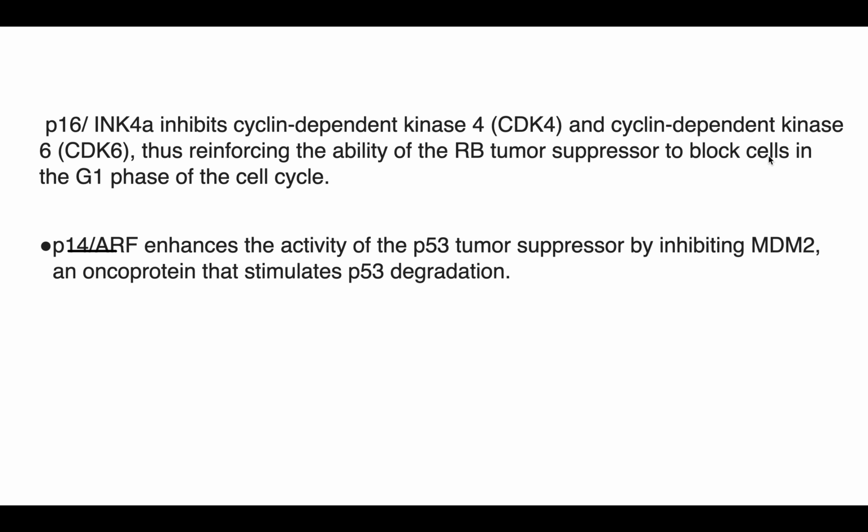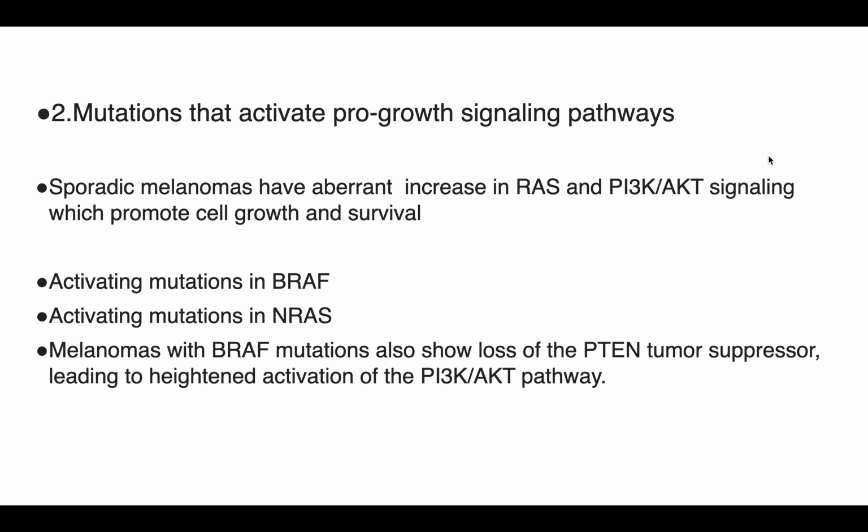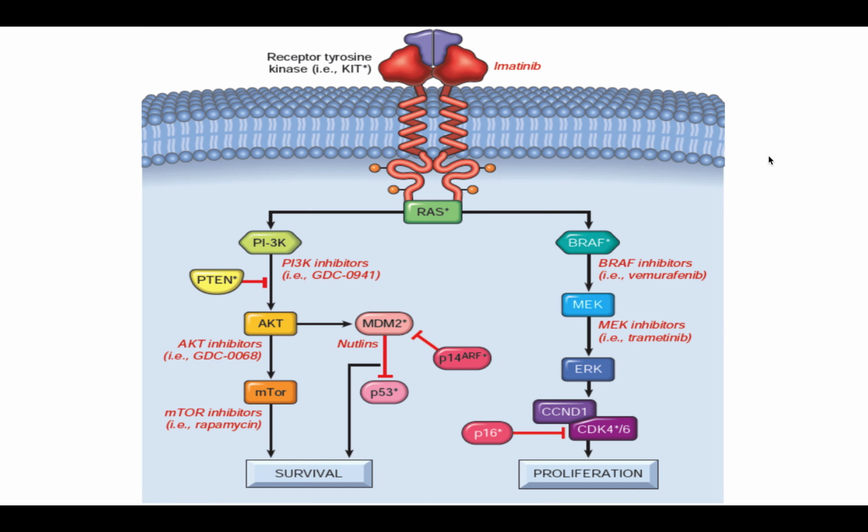P14 is also involved in the TP53 tumor suppressor gene. So these are your first one. Second is mutation that stimulates pro-growth signaling pathways. Pro-growth signaling pathways are pathways which promote proliferation.